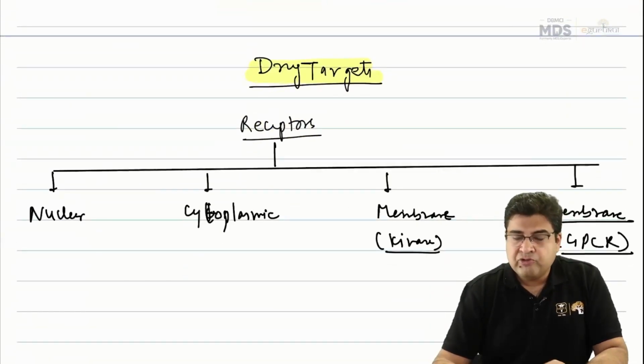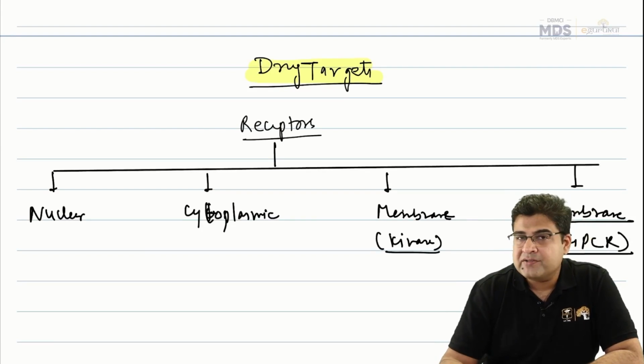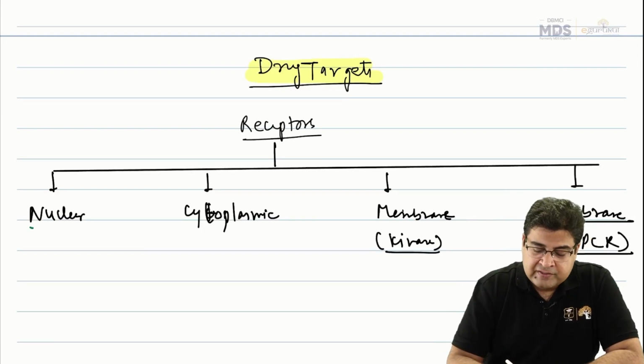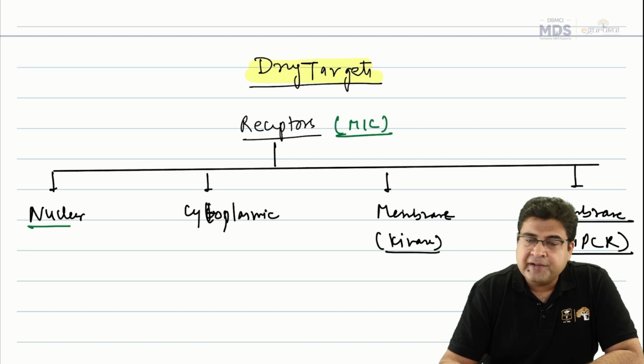Now, after this drug distribution, the drug has different types of targets. So the drug will go and bind to different types of targets. Medicine targets we can classify in 4 groups. The receptor is the most common target of the medicine.